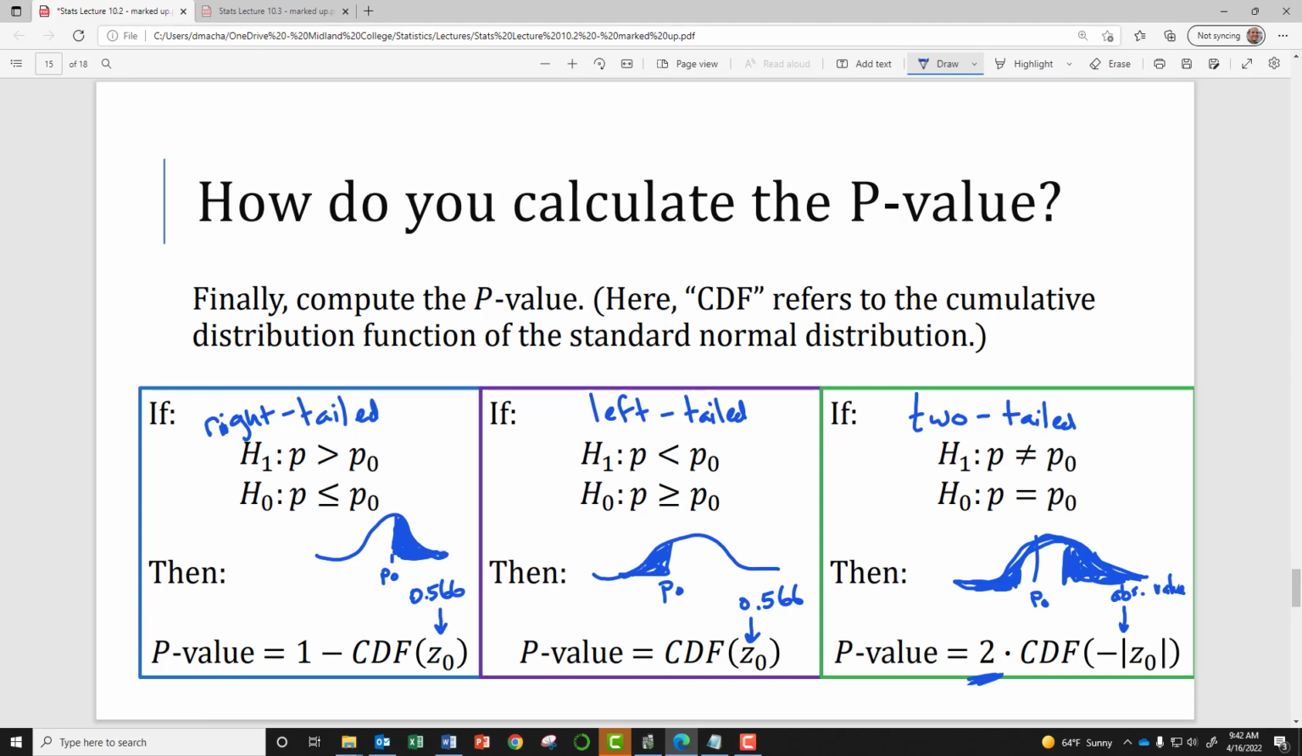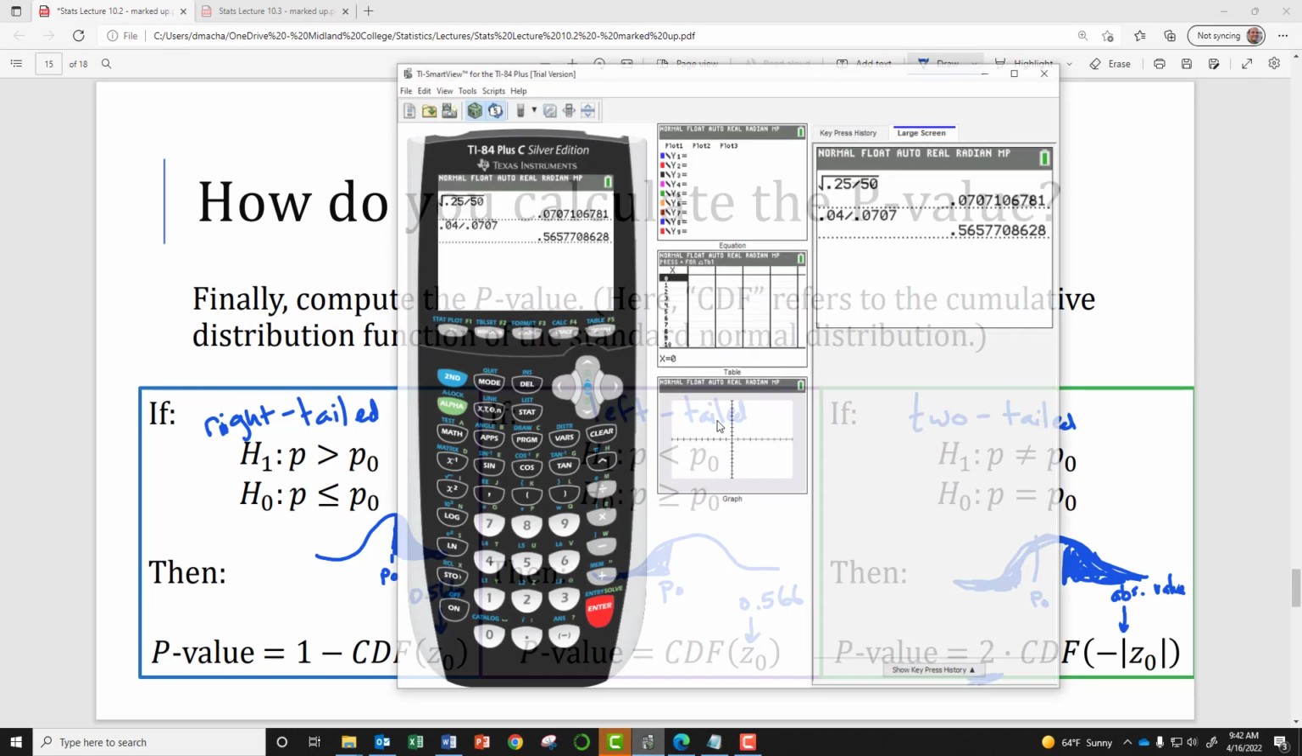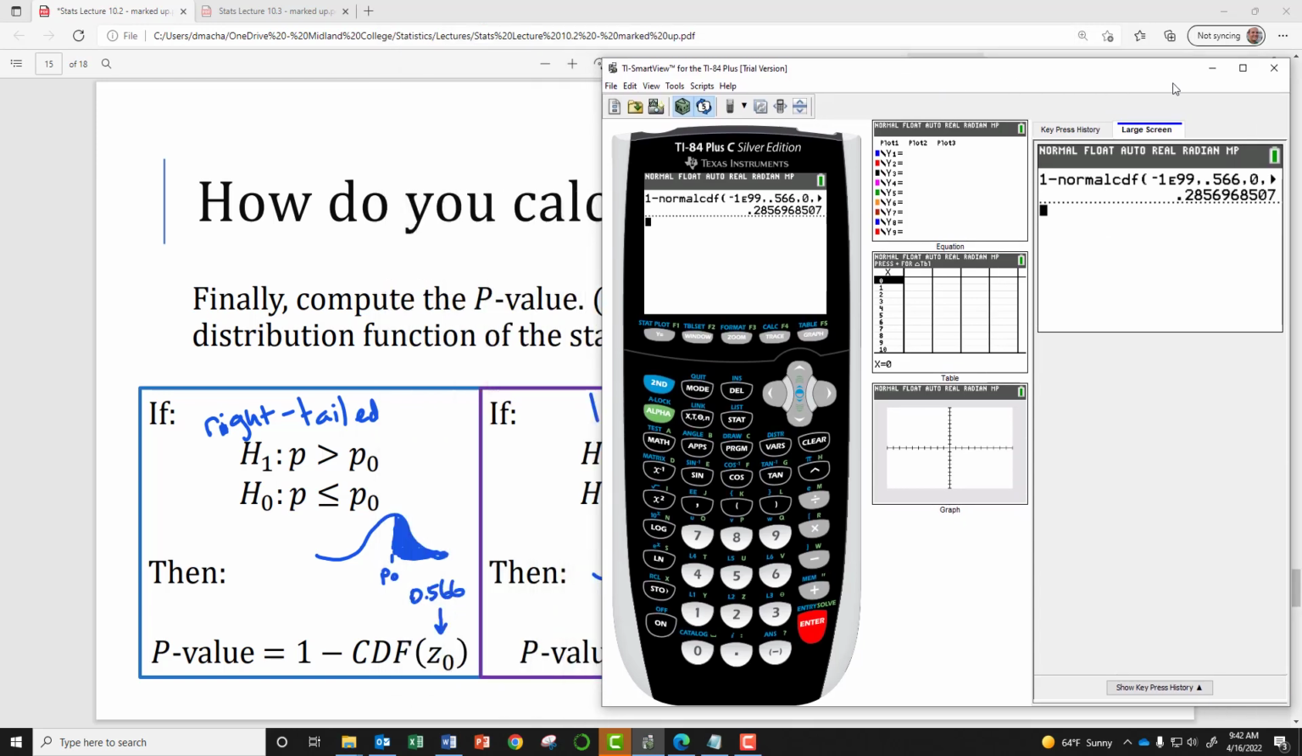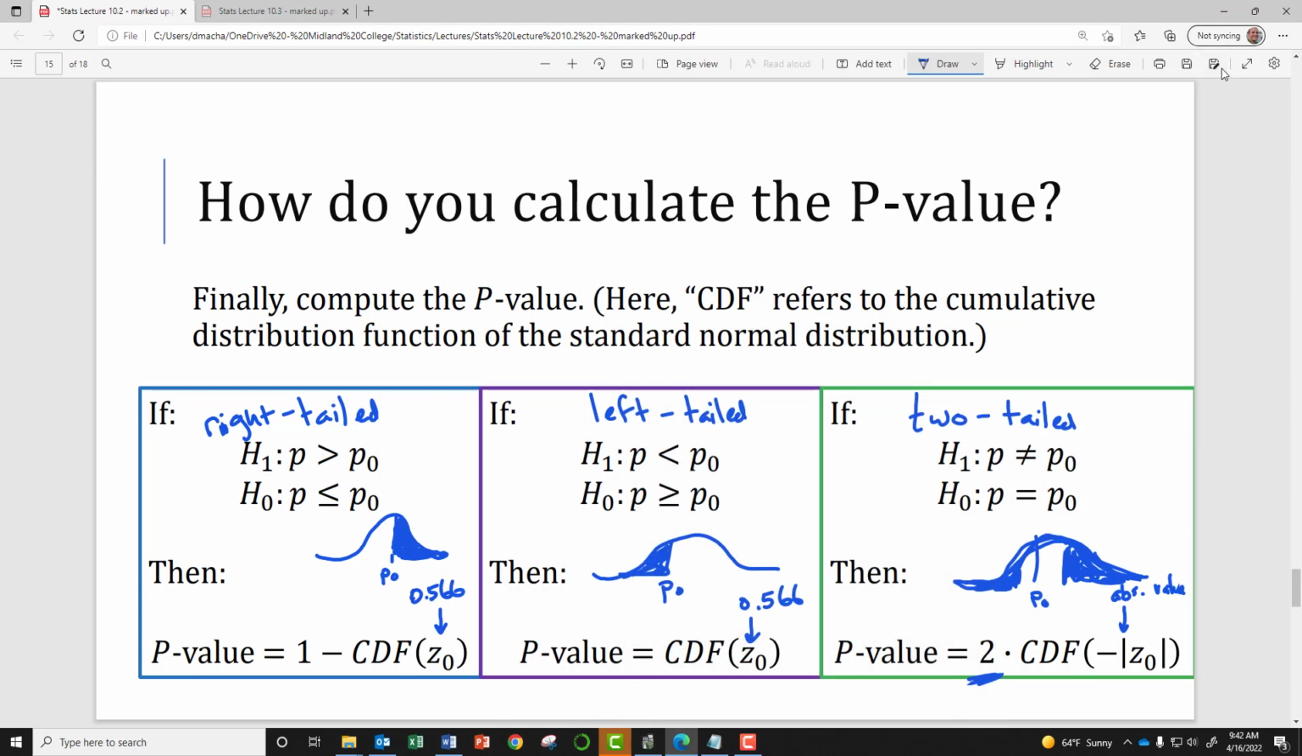So for us, we are talking about a right-tailed test, and so we're going to do 1 minus the CDF for the standard normal distribution evaluated at 0.566. And that's going to be a p-value of 0.286.